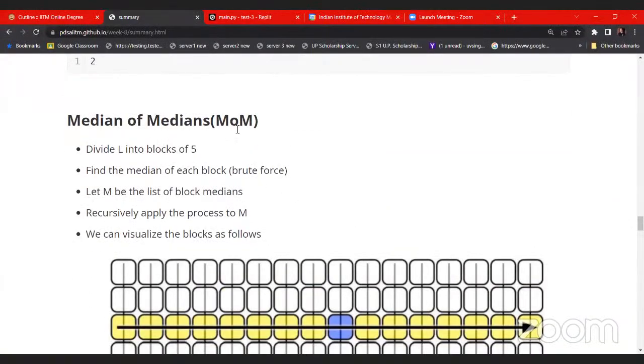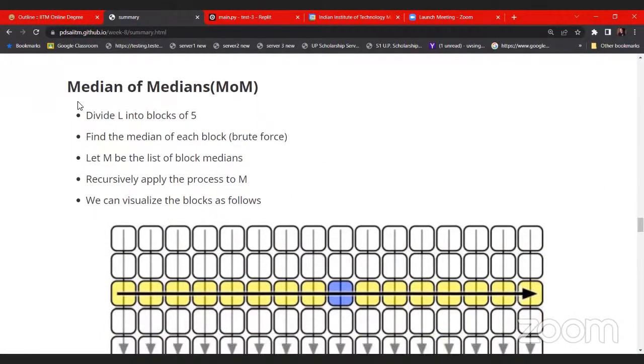We will move to the next algorithm. This is the median of medians, MOM, algorithm. How can we find a better median? That will come in the middle part after the partition process. So that will improve our complexity in the worst case.